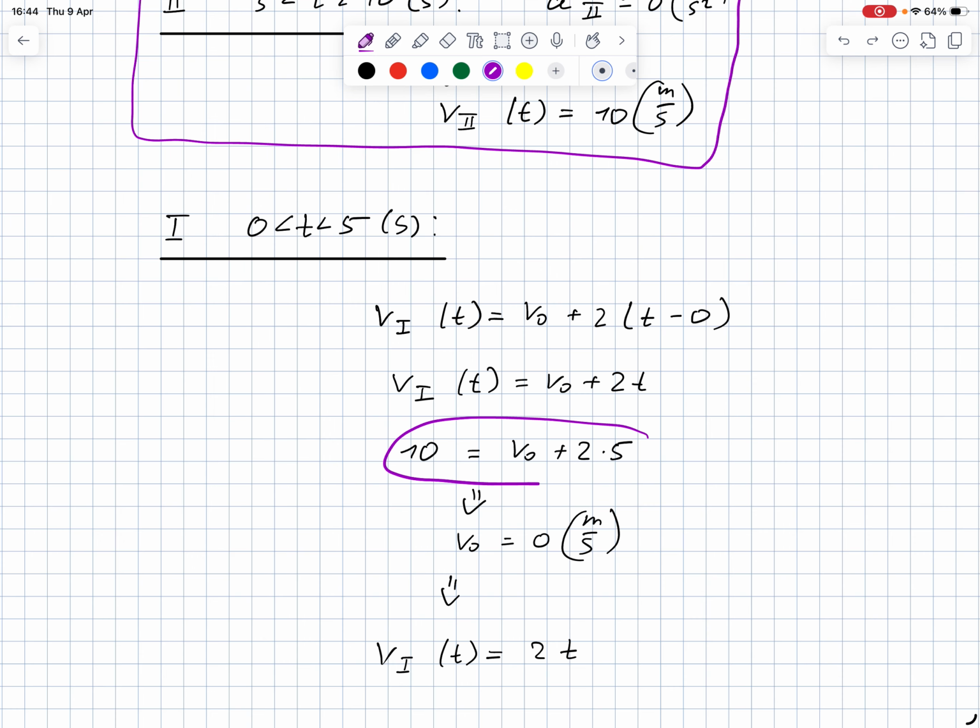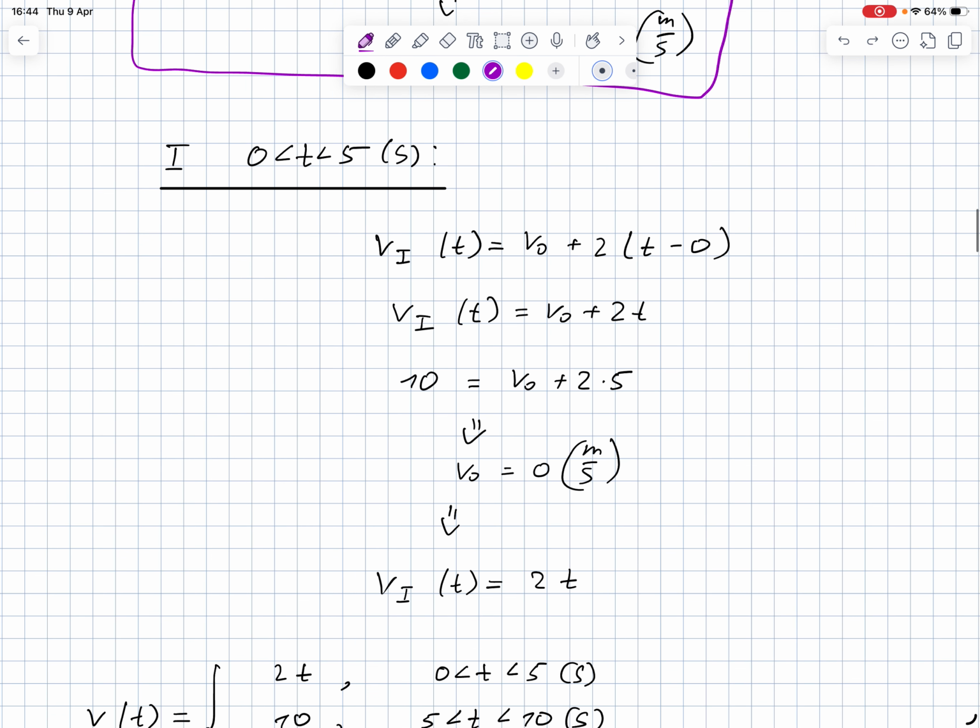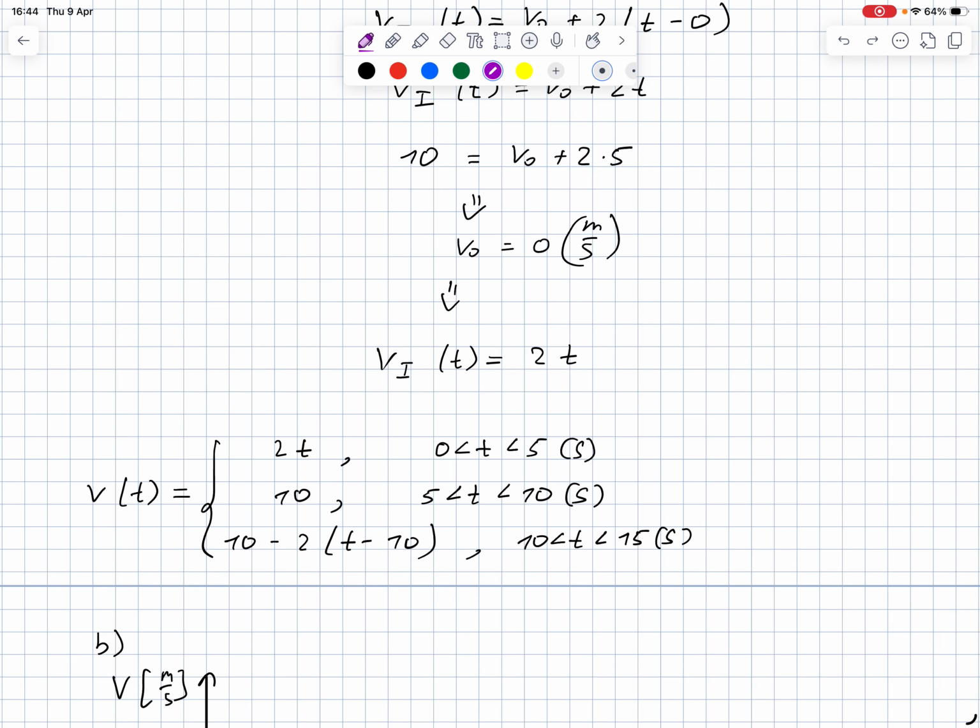From this step we see that the initial velocity when t equals 0 seconds is 0 meters per second. So the final expression for v of t is given by 2 times t. In conclusion, the function that represents the velocity of this object for any interval of time: the first interval is a linear function.